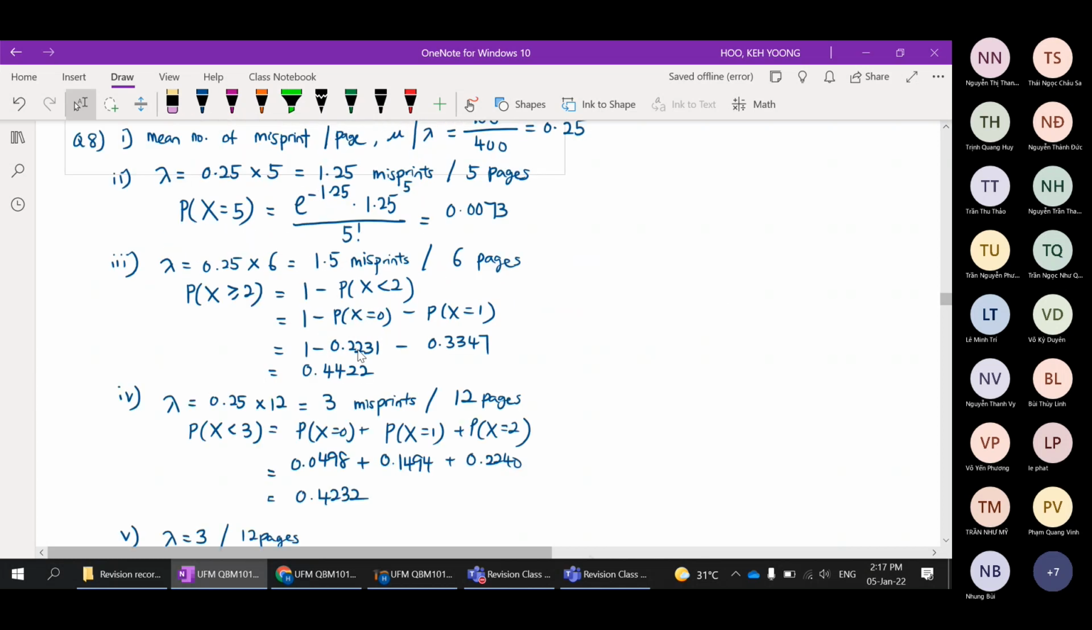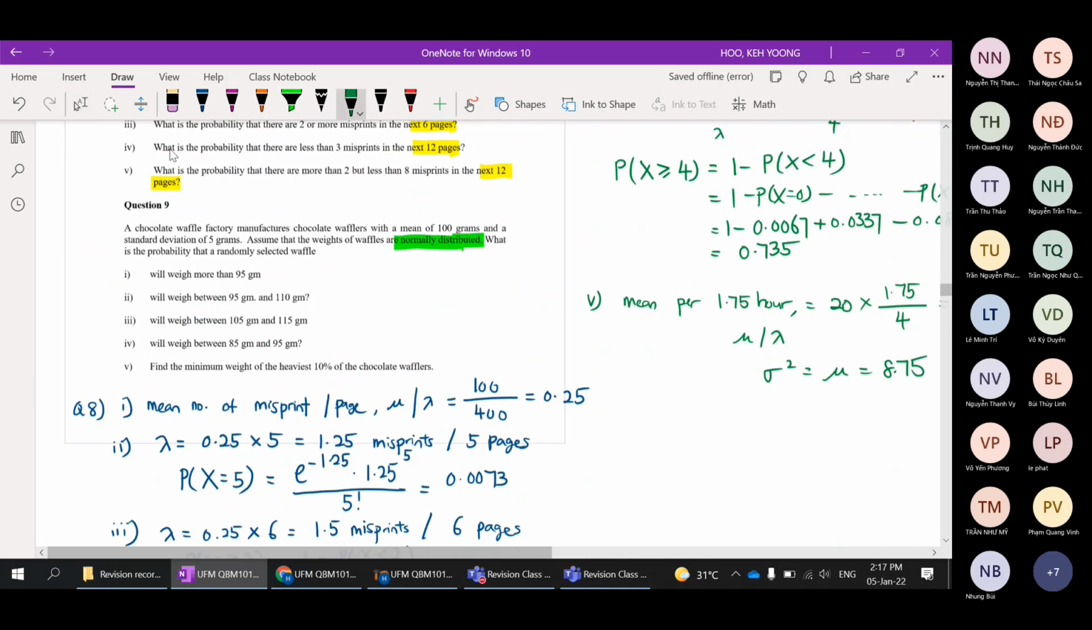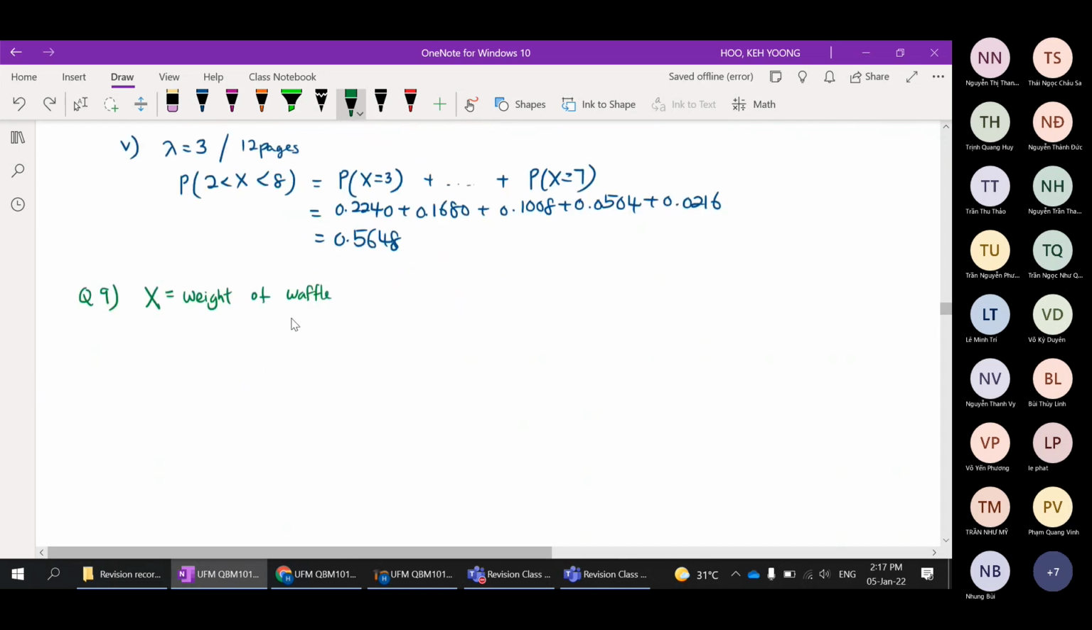So it follows a normal distribution, mean is 100, standard deviation is 5. So X is normally distributed with mean 100. When you are writing in this form, we will write the variance instead of the standard deviation, so you need to square the standard deviation given. When we are writing in this format, it's always mean and variance inside the brackets.